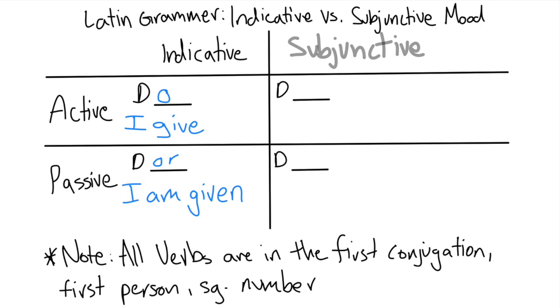The subjunctive, on the other hand, is much less clear. You aren't really sure in this case what is exactly happening. The subjunctive active form would be dem, and it translates roughly to may I give. Now I say roughly because the subjunctive doesn't have any one singular translation. It always depends on the context that the verb is in.